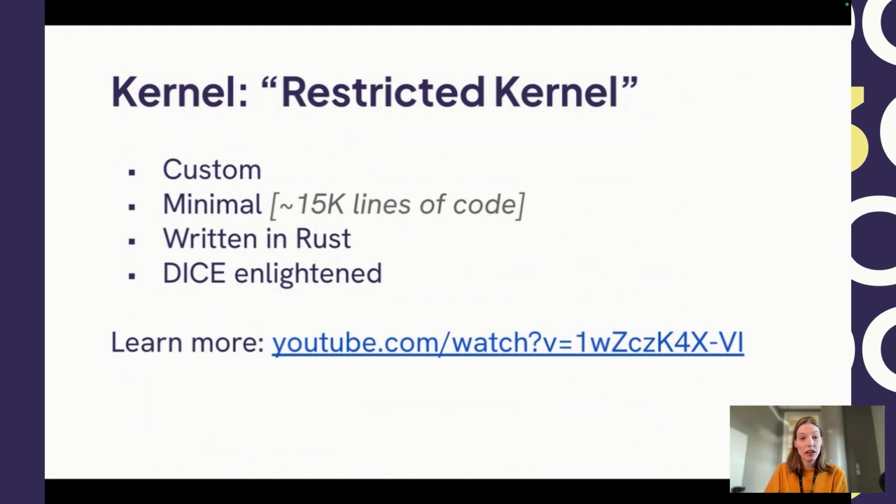The next stage, the kernel, is called the restricted kernel, and it's also a custom kernel written in Rust of around 15,000 lines of code. It is also enlightened for DICE attestation. You can learn more about it in the talk by Conrad Gerbler, who is also on our team, at last year's OC3.